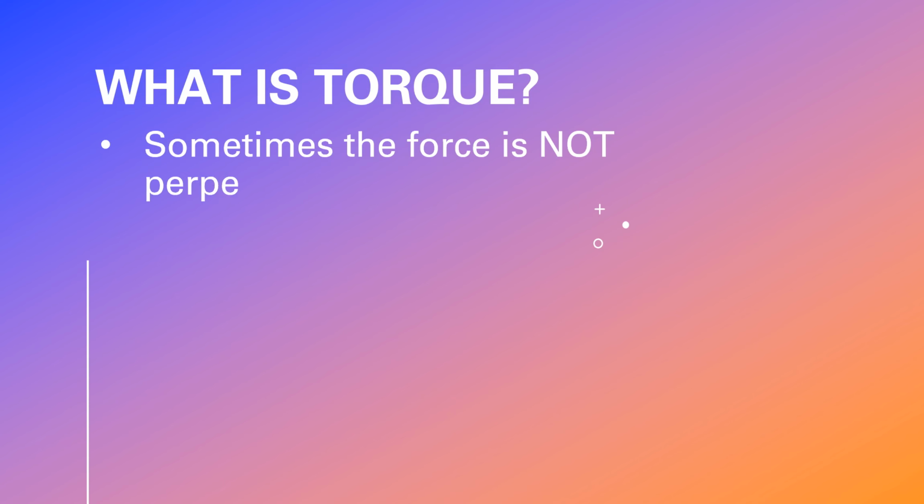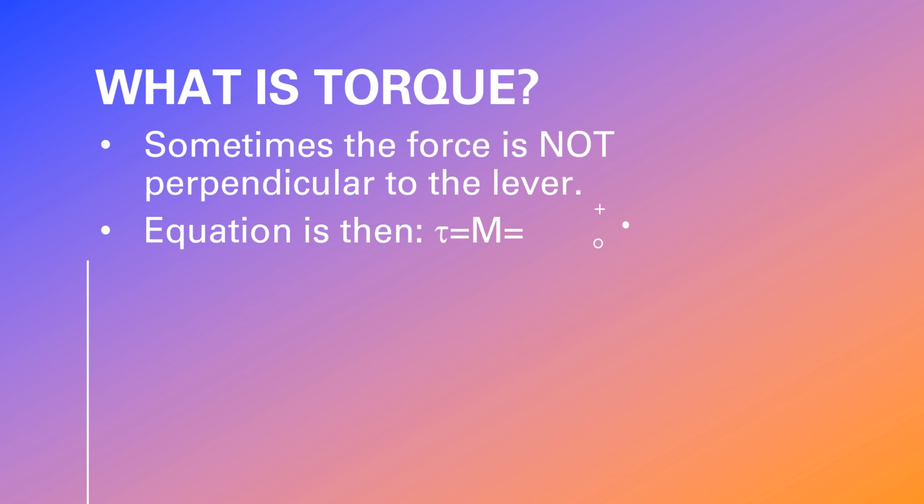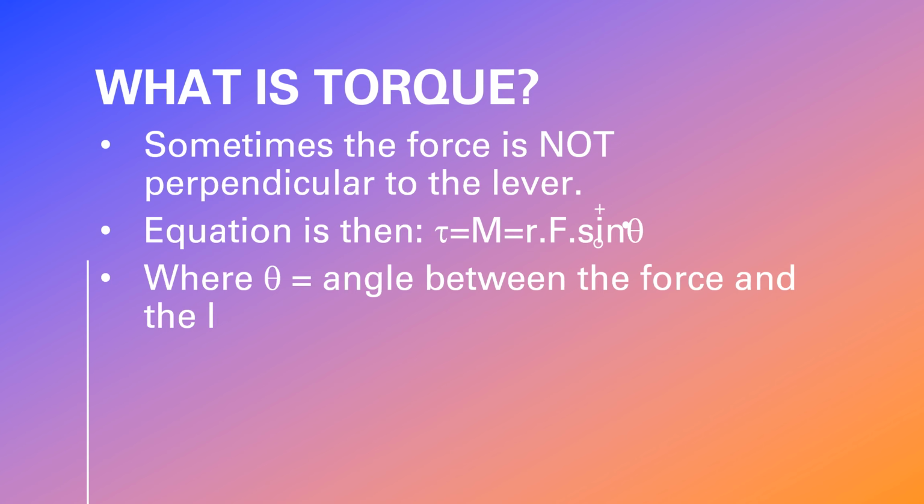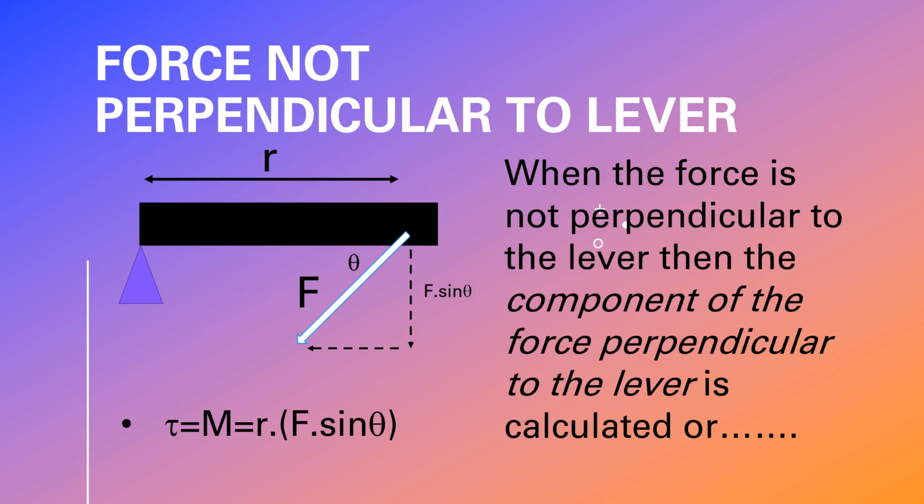Sometimes the force is not perpendicular to the lever. In this case, the equation then becomes that tau is equal to RF sine theta, where theta is the angle between the force and the lever. Here's a diagram showing you that situation.